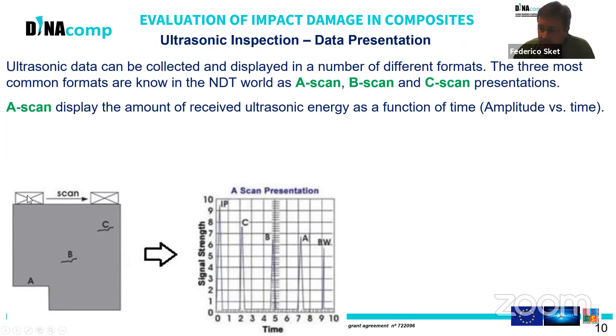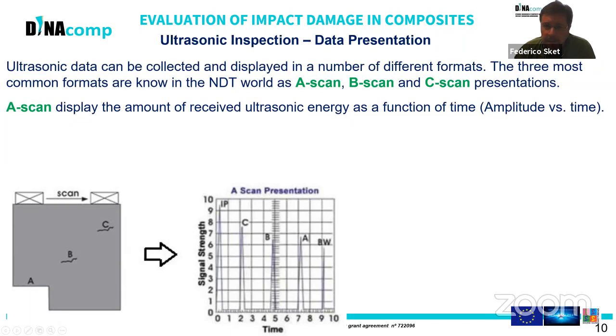For a single position of the probe, you can get the echo from the point A. If the probe is in this position, you will get the echo from the defect B. If the probe is positioned at this point, you will get the back wall echo, or the position C.